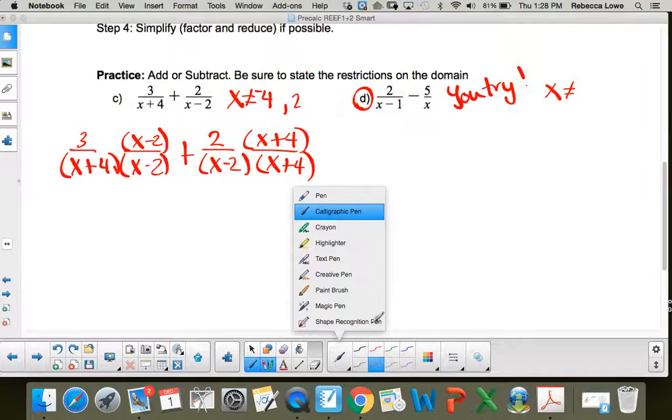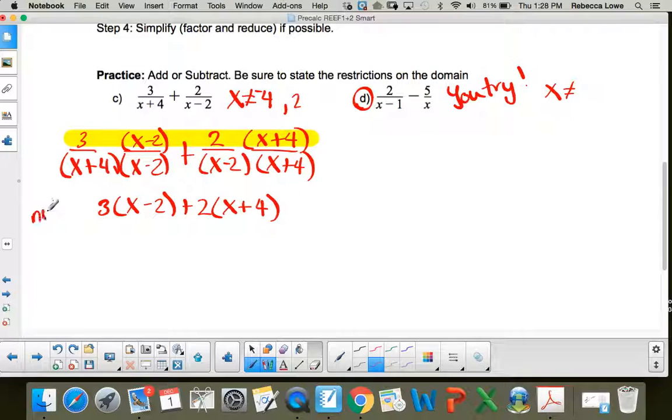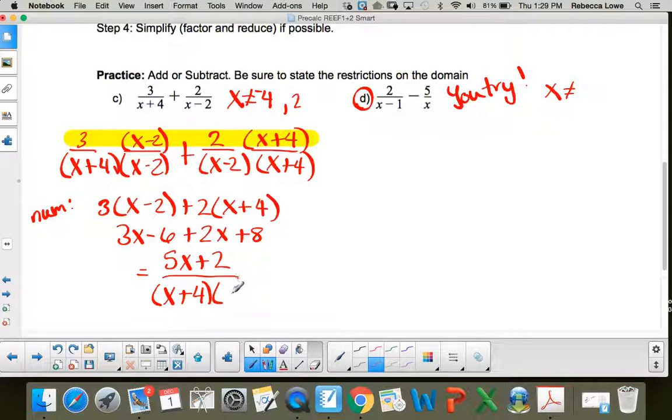So working the numerator only, I'm going to simplify the numerator, and then I'll bring the denominator back in. I'll just write it again so you guys can see that. This is the numerator only. I'm going to distribute first: 3x minus 6 plus 2x plus 8, and then I get 5x plus 2. And I can't factor anything out, so that's done. And then I bring the denominator back in. Remember, when you add fractions, you keep the common denominator, and the common denominator is x plus 4 times x minus 2.